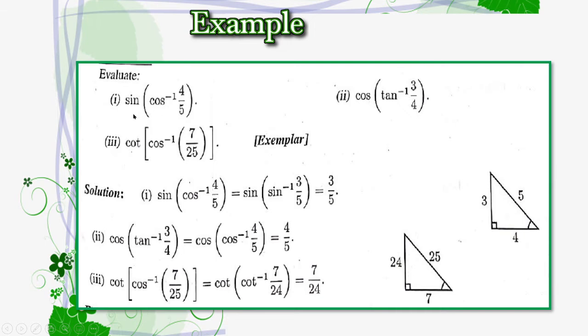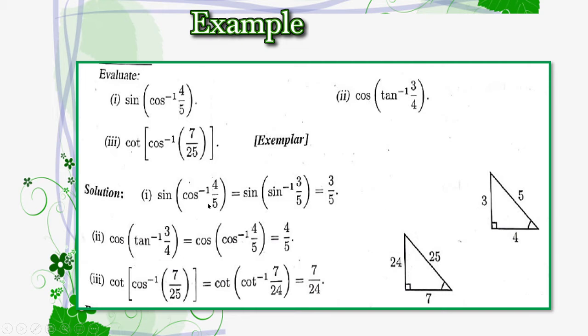Let's see one example. Sine of cos inverse 4 by 5. Now let's make one triangle for cos inverse 4 by 5. So this is the base B and this is the hypotenuse. Now first of all, outside we have sine, so it's better if we make it sine inverse. So we will calculate the third side. It is given 4 and 5, so we can use Pythagoras theorem and we can find out the third side.